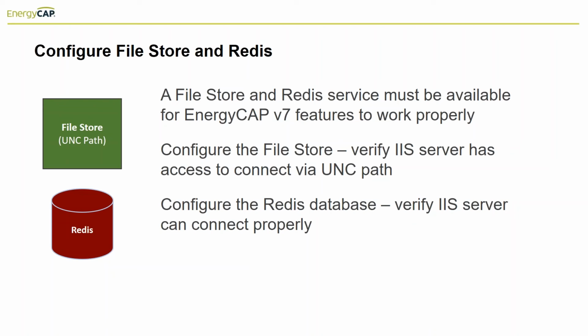So you can configure the file store, and then you'll want to verify that the IIS server that you're going to use to host EnergyCAP version 7 has access to connect with a UNC path to that file store. Similarly, once you configure the Redis database, verify that the IIS server that you're using to host version 7 can also properly connect to the Redis database.